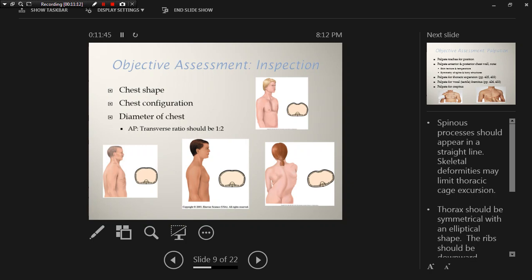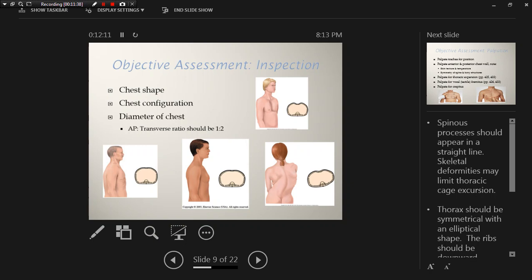Obviously, if we're thinking of people who have skeletal deformities such as scoliosis or kyphosis, which is that humpback that some of the older patients who have osteoporosis have, some of them are severe enough that they can actually change the chest configuration and diameter of the chest and make it difficult for these patients to breathe in adequately and exhale adequately.